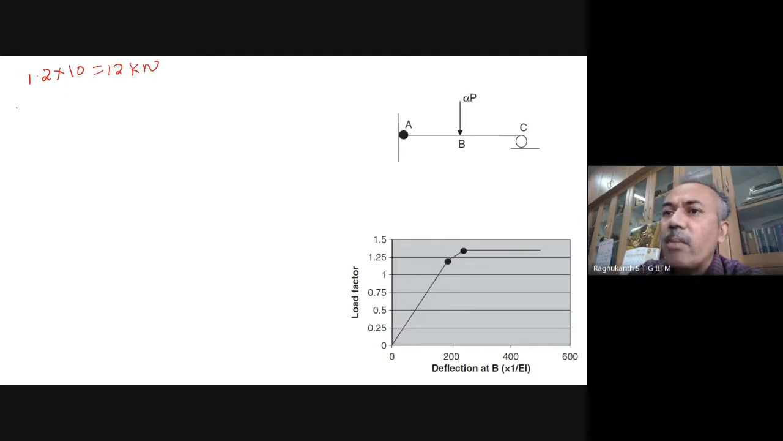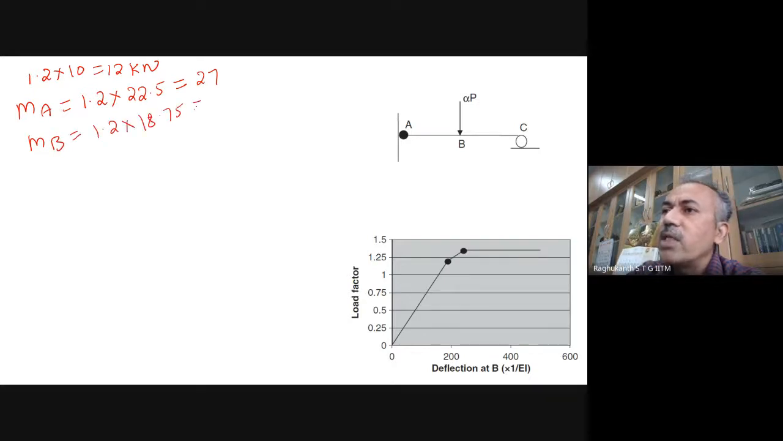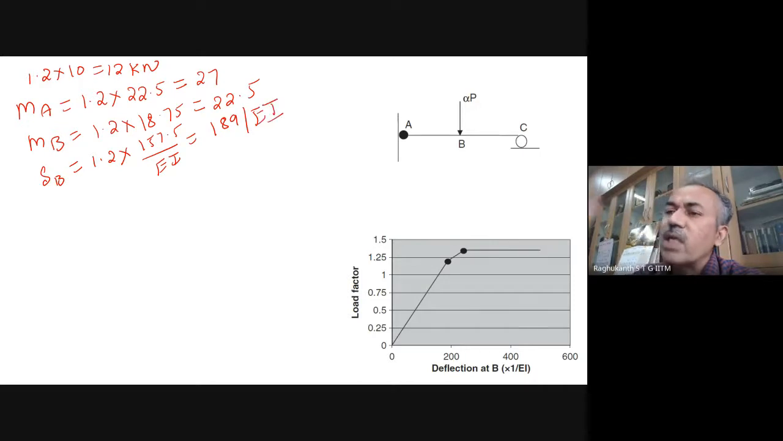The bending moment at A becomes 1.2 into 22.5, so this is 27, and the bending moment at B will be 1.2 into 18.75, which is 22.5. Then the deflection at B: previously the load was 10, now it is 12 kilonewtons, so this becomes 1.2 times 157.5 by EI, which is 189 by EI. So this is the analysis after using this load factor.